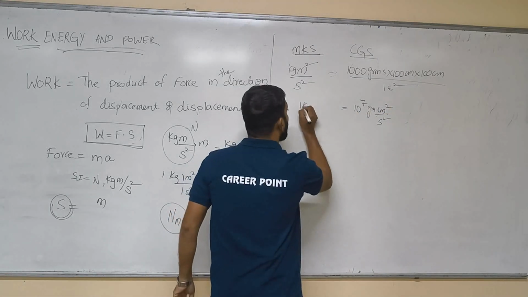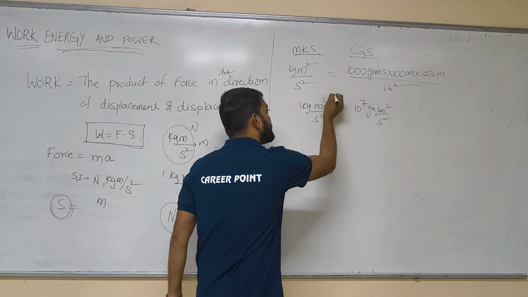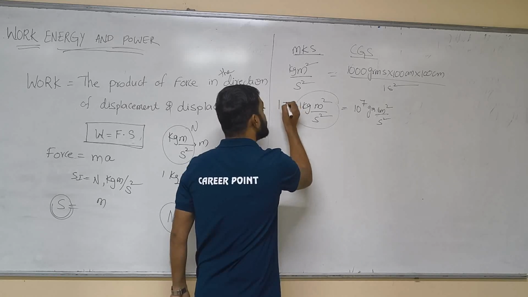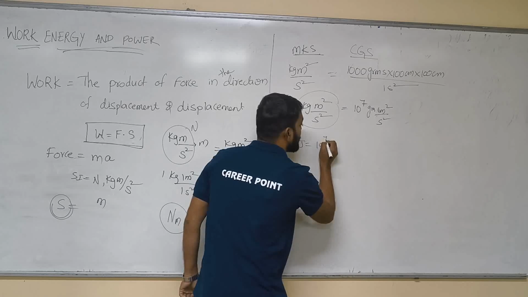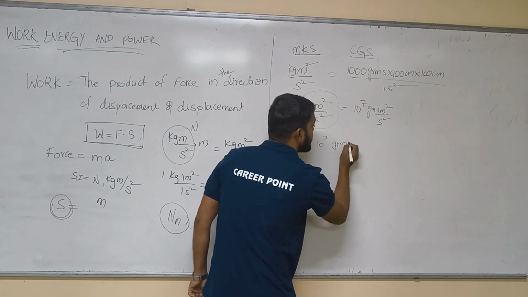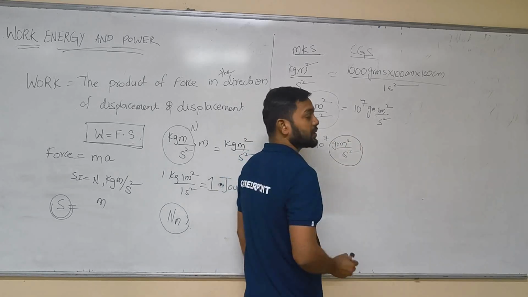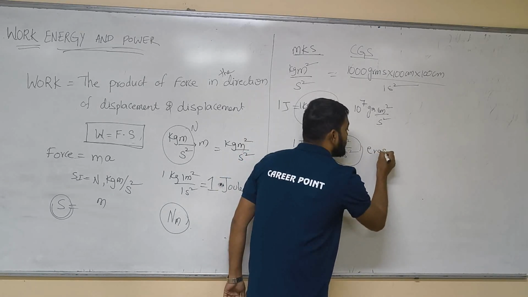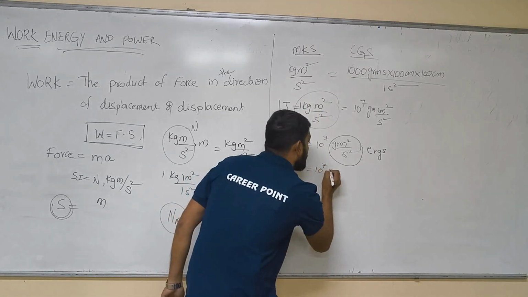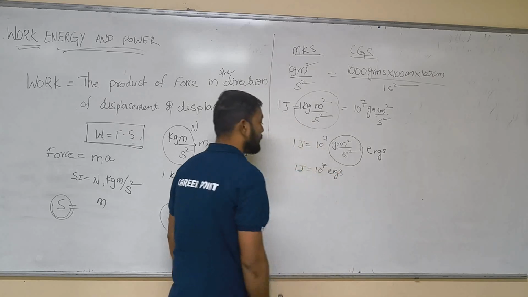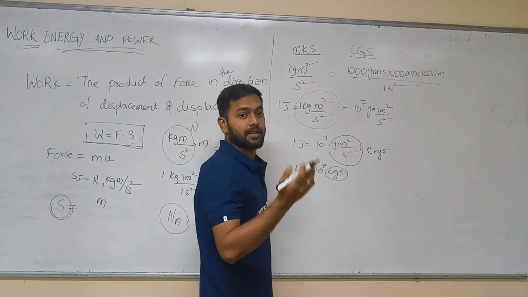That will be equal to 1 kg meter square per second square, which is also equal to 1 joule. So 1 joule is equal to 10 to the power 7 gram centimeter square per second square. We call this ergs. So 1 joule is equal to 10 to the power 7 ergs. Ergs is the CGS unit and joule is the SI unit.